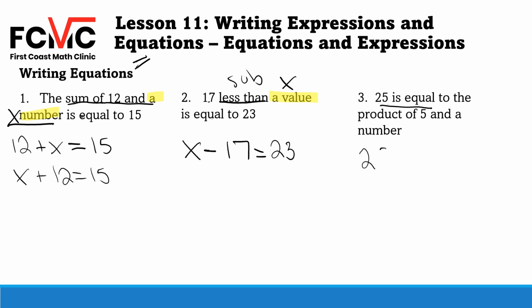And number 3, 25 is equal to, and I want the product of, so we're multiplying 5 and a number. So a number is our x, and I want the product of 5 and that number, so I want 5 times x.